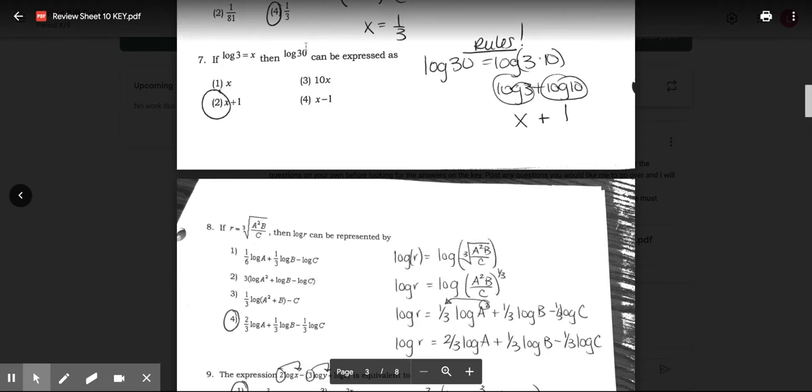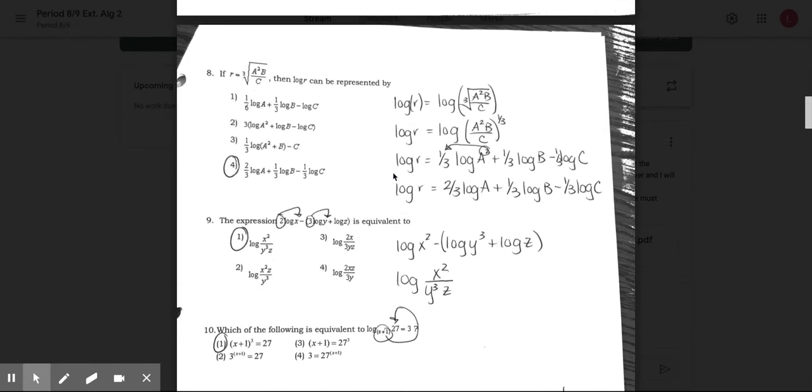Okay, so these kinds are a little bit trickier because you kind of have to think using what they tell you, but also what you already know. So anytime you have any multiple of 10 or 100 or 1,000, try to use those common logs.